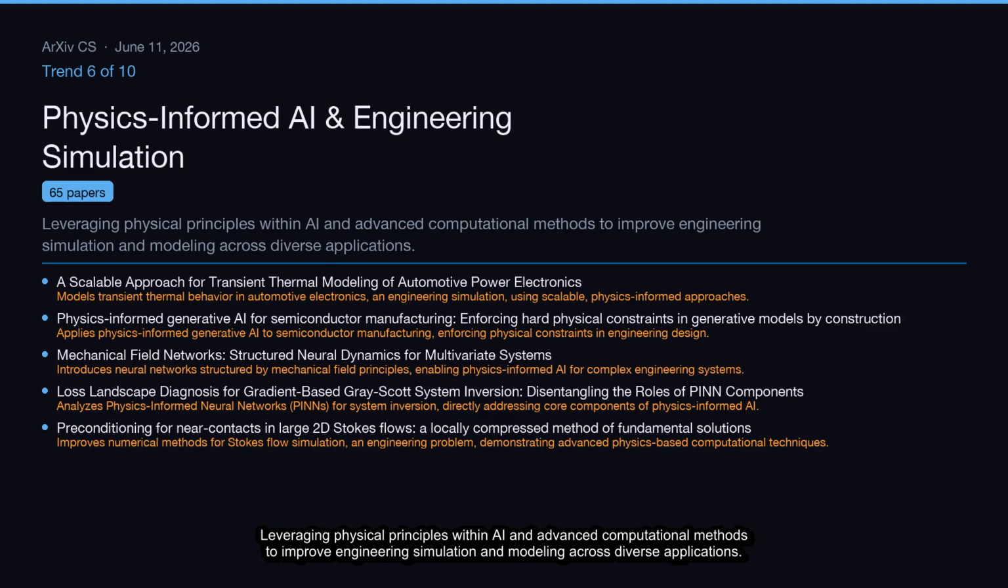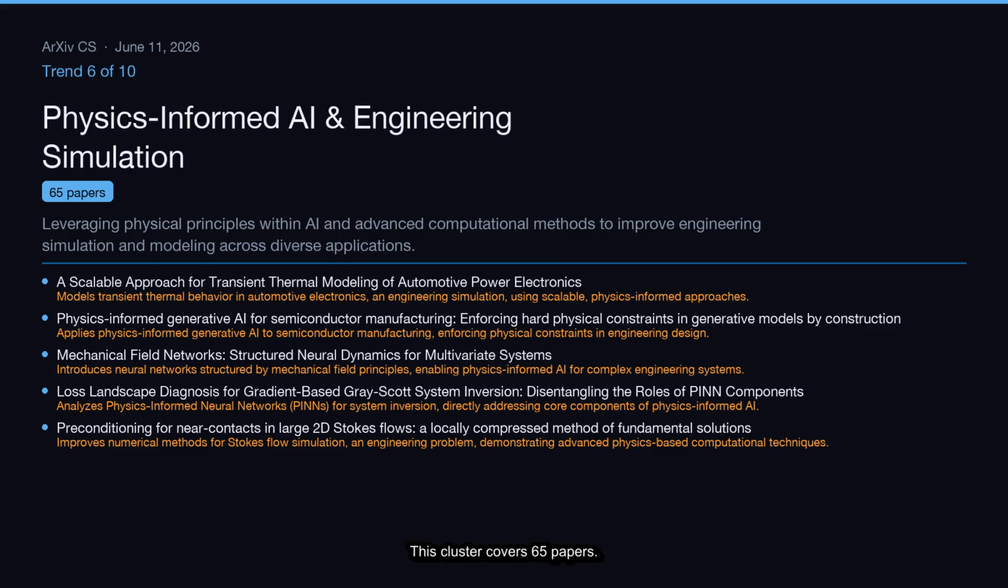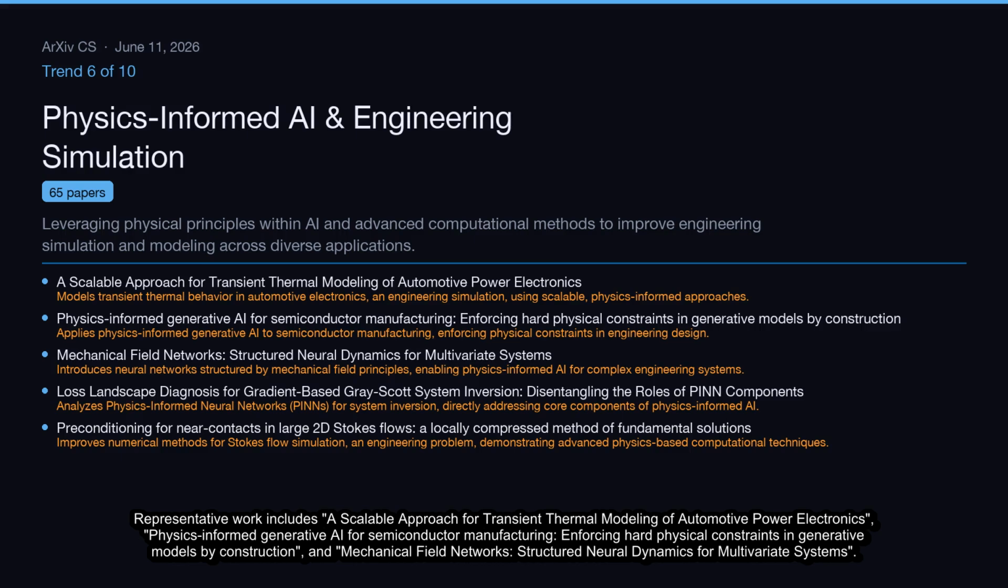Trend 6 of 10, Physics-Informed AI and Engineering Simulation. Leveraging physical principles within AI and advanced computational methods to improve engineering simulation and modeling across diverse applications. This cluster covers 65 papers. Representative work includes a scalable approach for transient thermal modeling of automotive power electronics, physics-informed generative AI for semiconductor manufacturing, enforcing hard physical constraints in generative models by construction, and mechanical field networks, structured neural dynamics for multivariate systems.